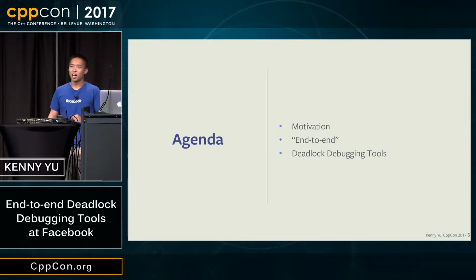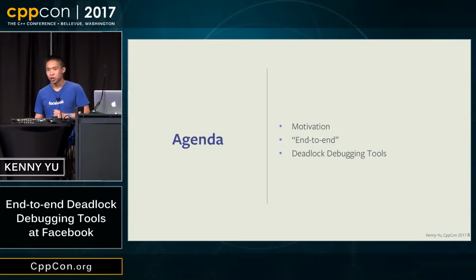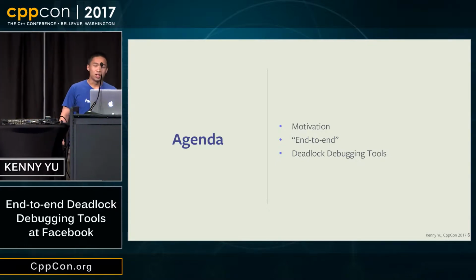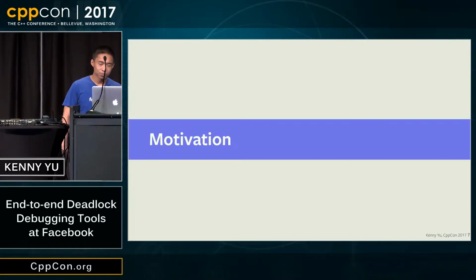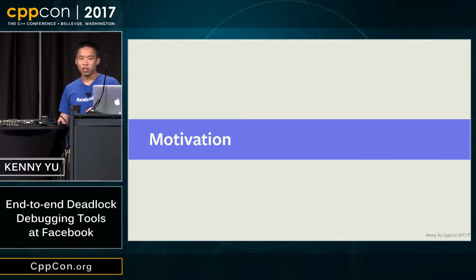In this talk, I'll explain why deadlocks are hard to debug at our scale. Then I'll explain what I mean by end-to-end and how our tools fit into this picture. And then I'll also do a deep dive in each of these tools. In order to understand why deadlocks are difficult to debug, I need to provide some context on how we use C++ at Facebook.